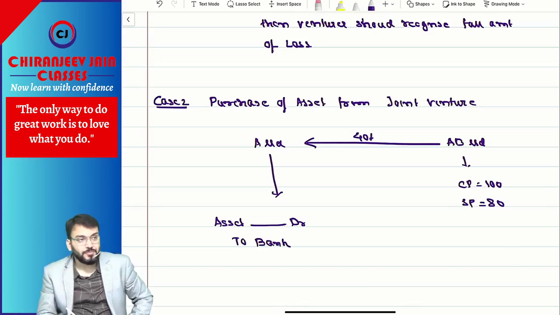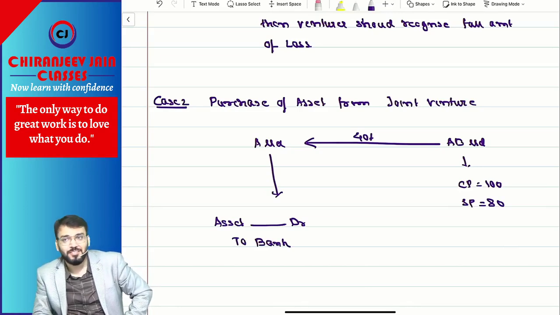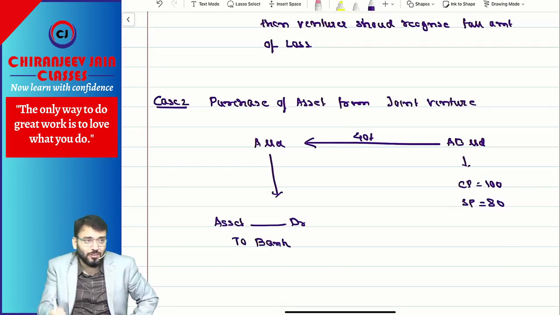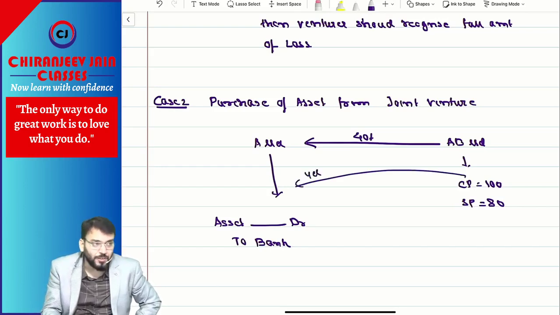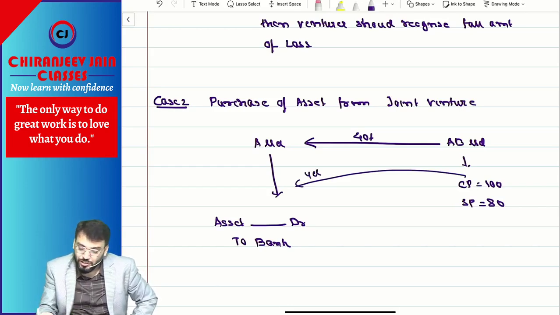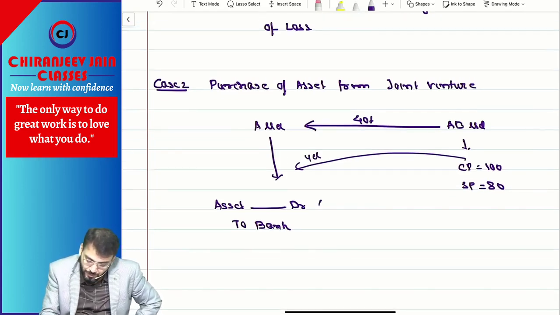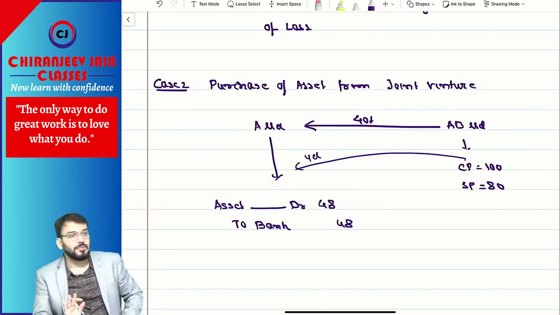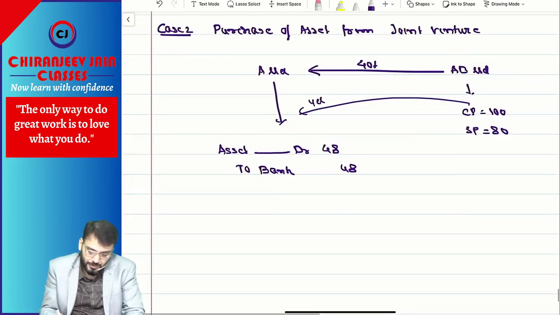40%, 60%. Here 40% is already recorded in the books of A Limited. Means out of this 100, 40% is already recorded, so we need to record only to the extent of 60%. 60% of what? Of 80. 60% of 80 is 48. Understood? Correct. Right. In this point number A.